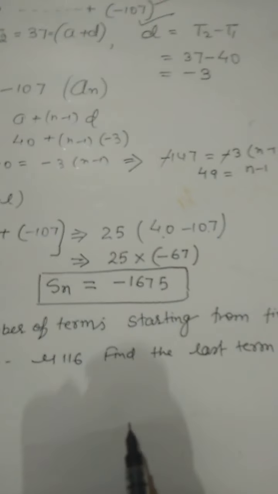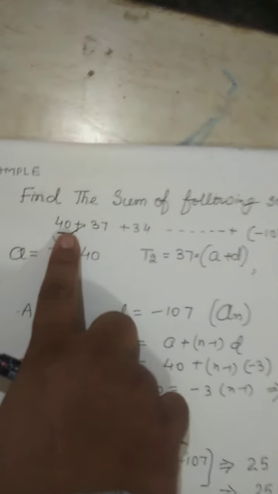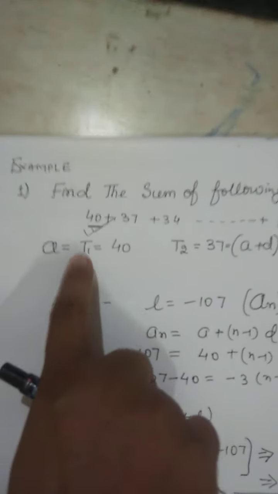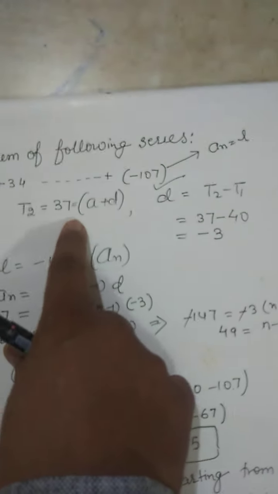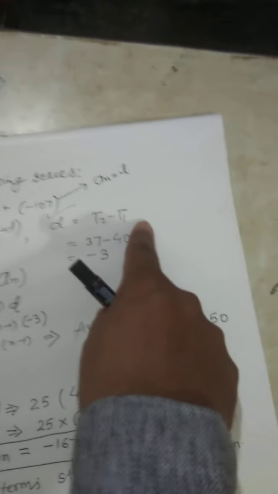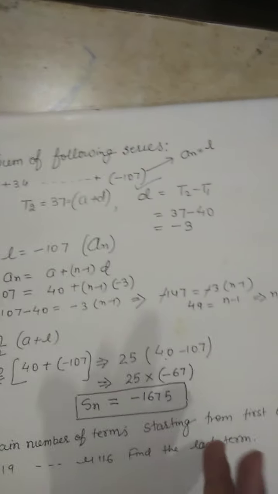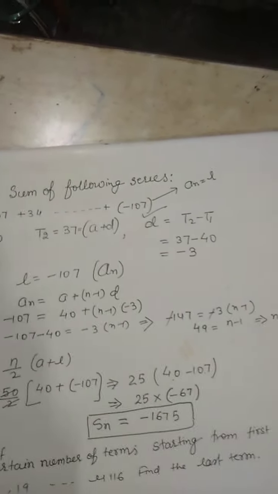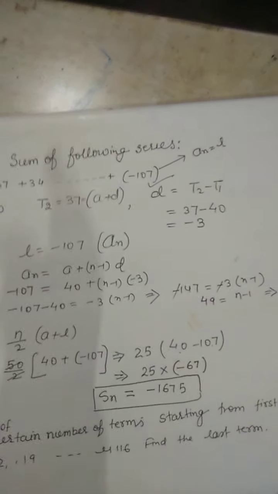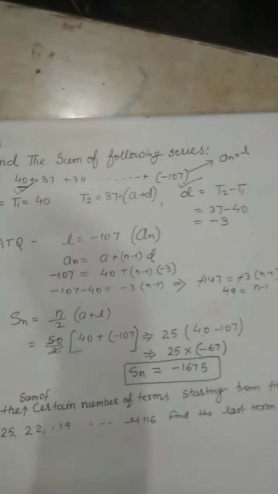I hope this will be useful for finding the sum of the series. Again I am repeating: 40, 37, 34. First of all, what is the first term? That is a1, 40. T2 is 37, that is a plus d, the second term. So the common difference is T2 minus T1. This is a good habit, my dear children. Always try to write with the concept. Do not start anyhow. The approach is always important. I always tell my children, so go with the formula.